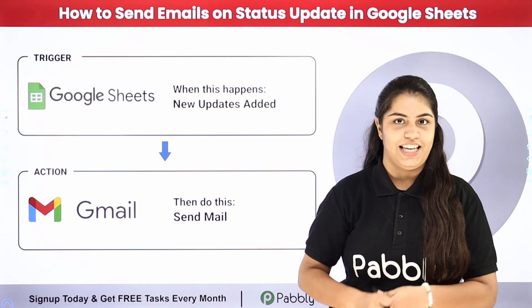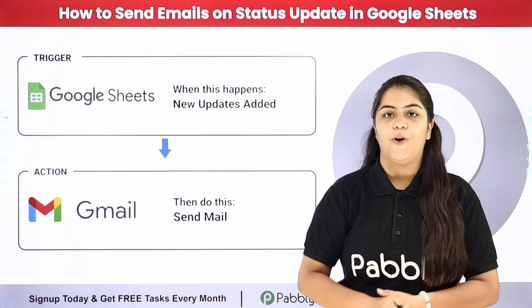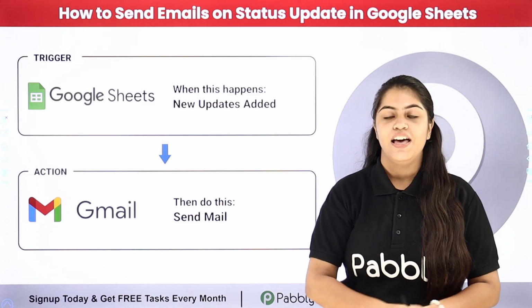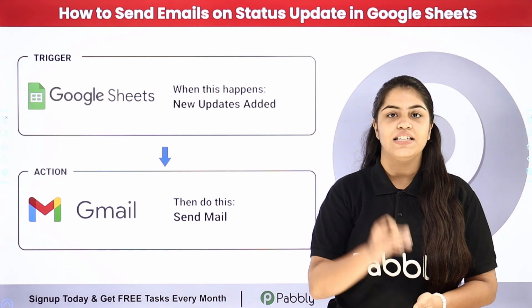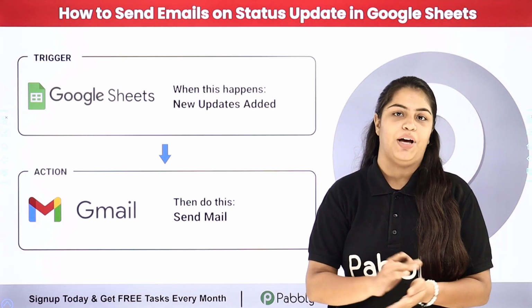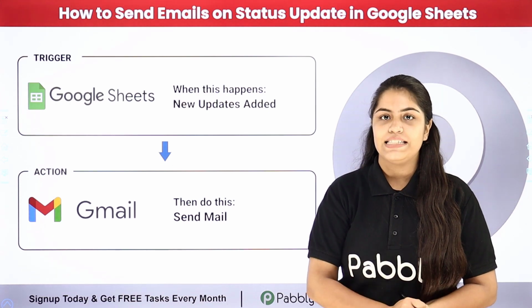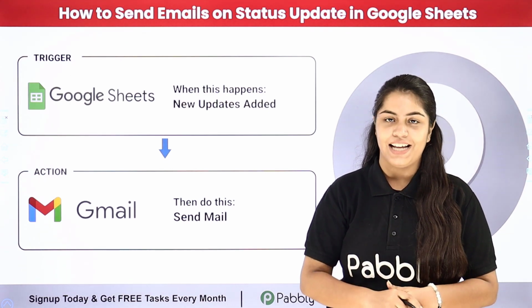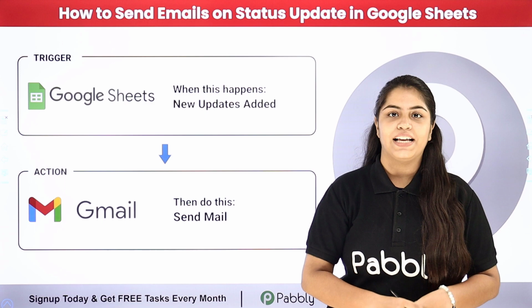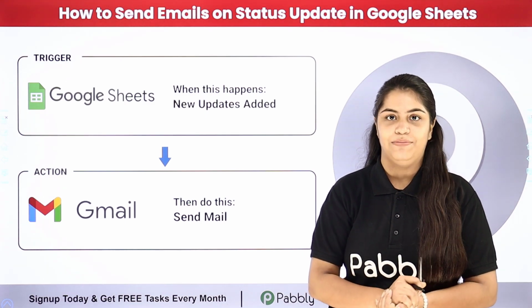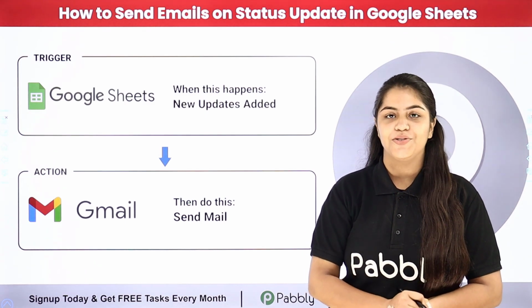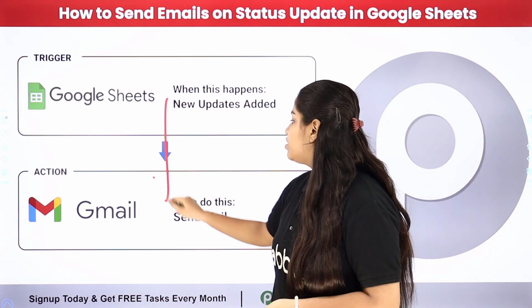I'm running a marketing agency, and to keep the record of all the tasks we use Google Sheets. And now what I want is that as soon as the new task status is updated in my Google Sheets, automatically the same details should be sent to my client with the help of Gmail, so that I can maintain clear transparency in my business. So to do this, we are going to create a connection between Google Sheets and Gmail.